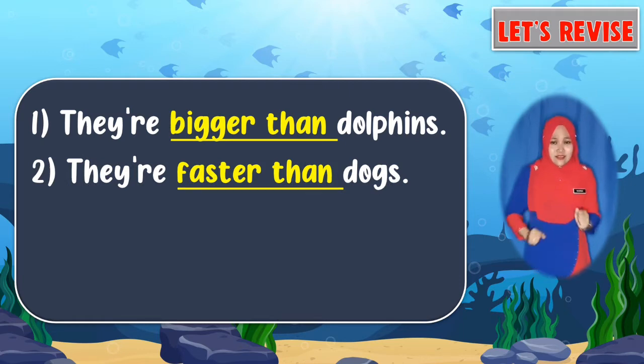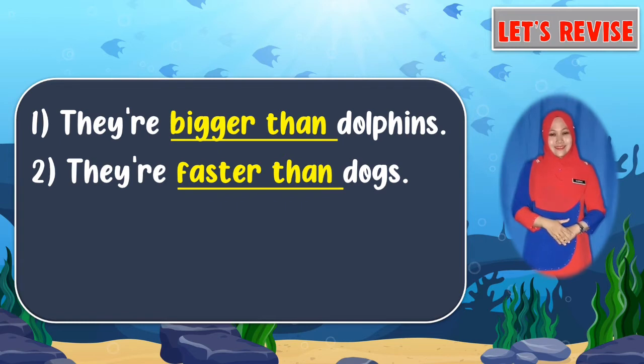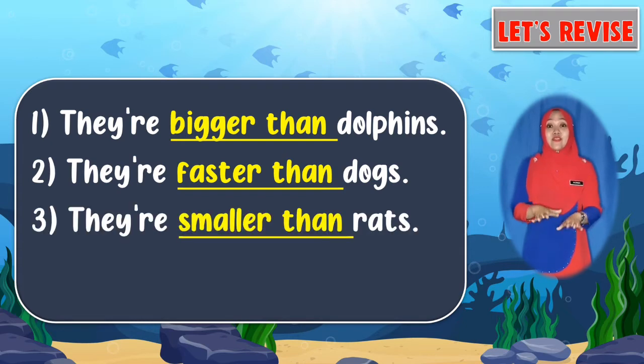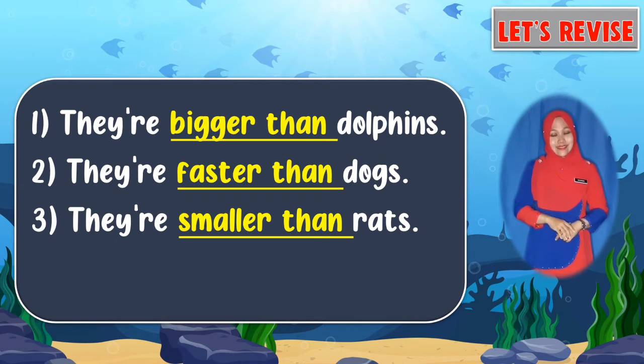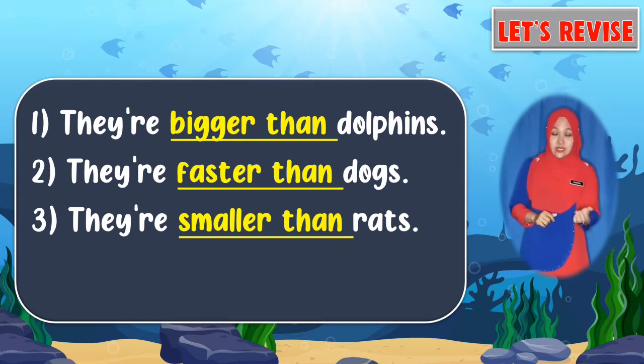They're faster than dogs. For comparative adjective, we have to put ER at the end of the adjective together with the word than. Next example. They're smaller than rats. Again, we put ER at the end of the adjective small together with the word than. We compare between 2 animals or 2 things.